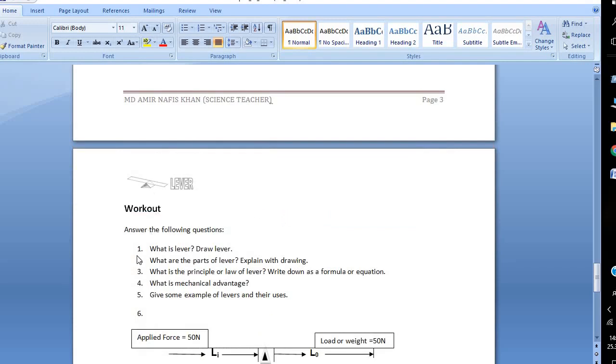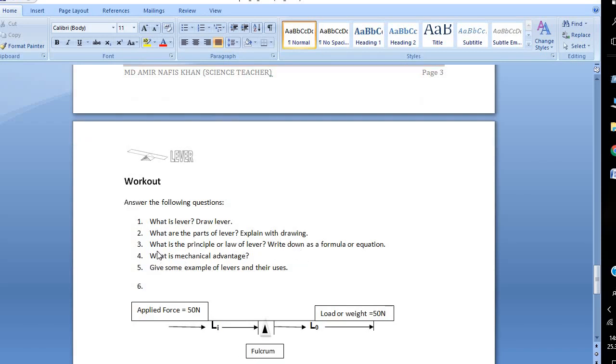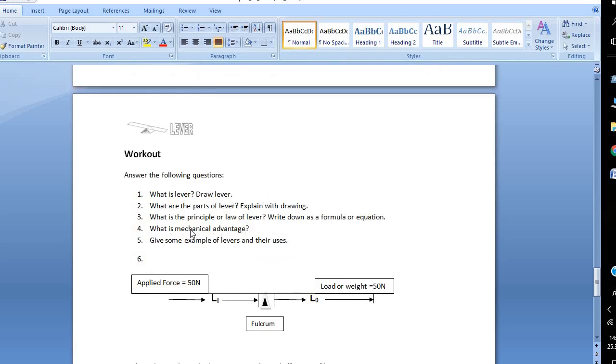Okay, so you can easily work out the questions. What is a lever? You just go for the definition. Draw a lever, practice drawing the lever. What are the parts of a lever? Explain with a drawing. What is the principle or law of the lever? Write down the formula and equations. Very simple questions. What is mechanical advantage? Give some examples of levers and their uses.